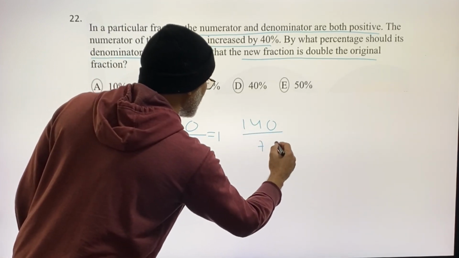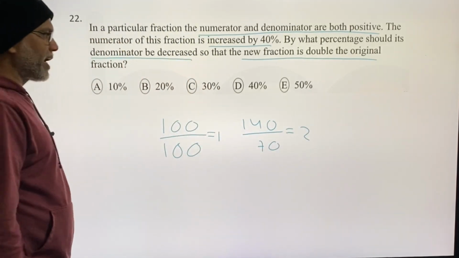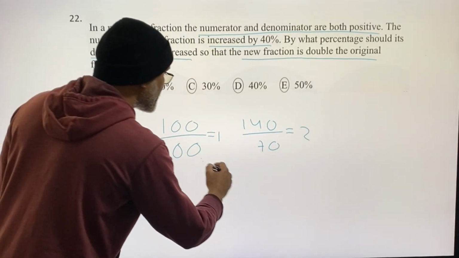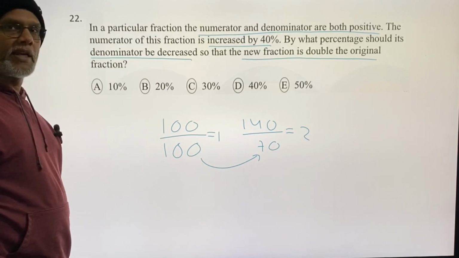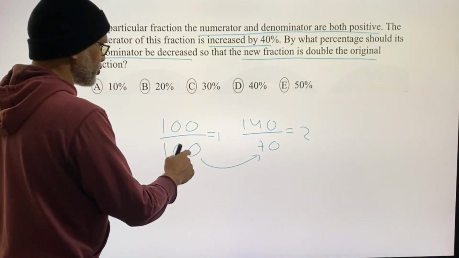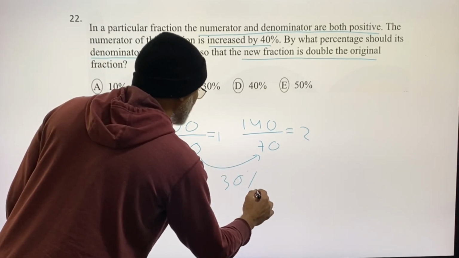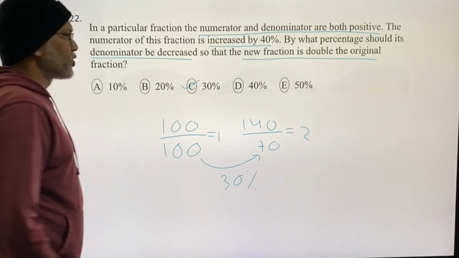So the denominator has to be 70, right? Then this is 2, which is 2 times the original fraction. Now, by what percentage did the denominator decrease? It decreased by 30, right? From 100 to 70 is 30. So that is 30%. Then C is the correct choice.